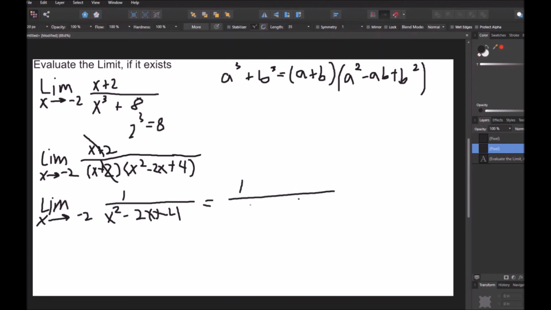So that's going to be 1 over negative 2 squared minus 2 times negative 2 plus 4. So negative 2 squared is 4, and negative 2 times negative 2 is 4. So I have 1 over 4 plus 4 plus 4. Well, 4 plus 4 is 8, and 8 plus 4 is 12, so this is 1 over 12.